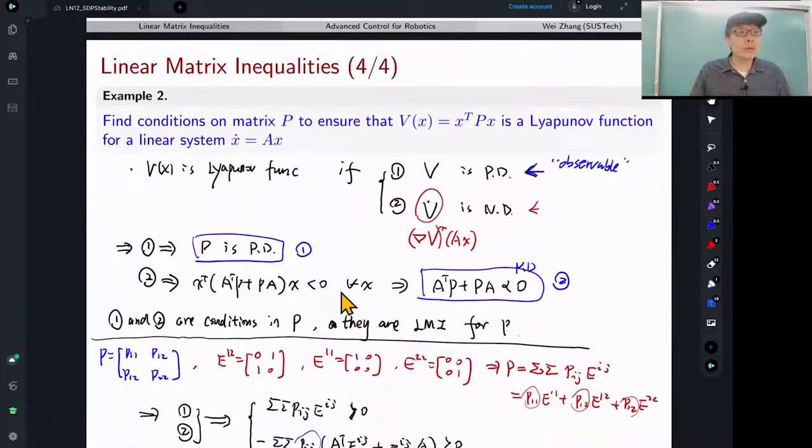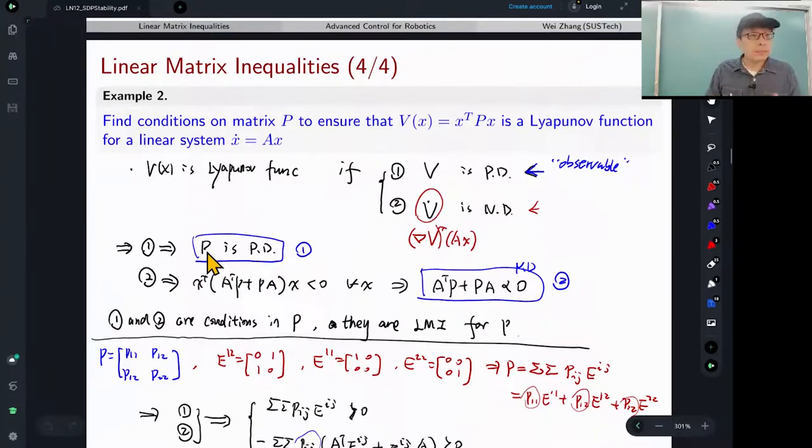I gave you several examples. Some of them involve stability analysis, in particular this example, looking for a Lyapunov function. The Lyapunov condition has two conditions, right? The first one is that the function has to be positive definite. I call it, quote unquote, the observability condition: all the bad behaviors have to show up in the function value of the Lyapunov function. We also need the derivative of the Lyapunov function with respect to the vector field to be negative definite.